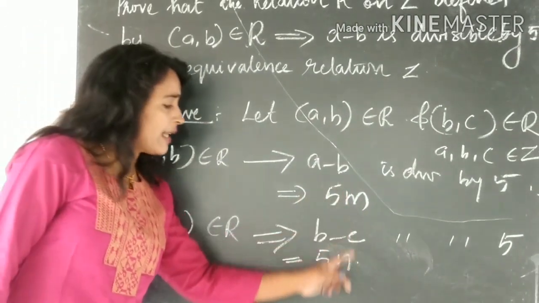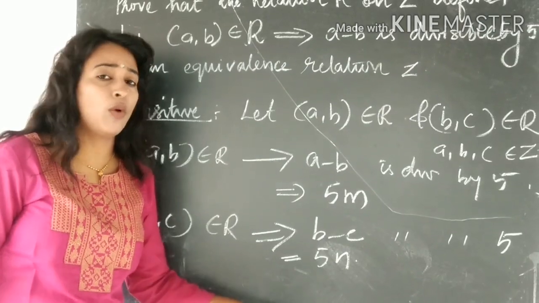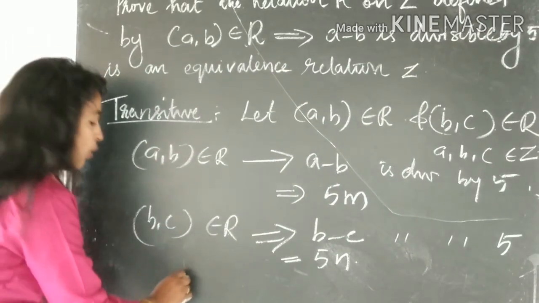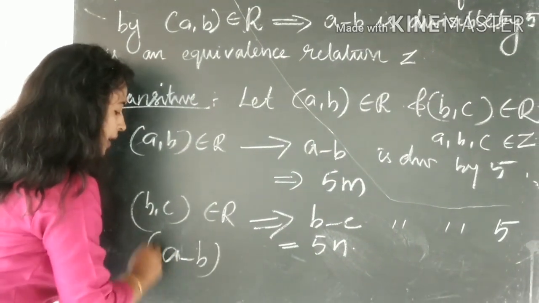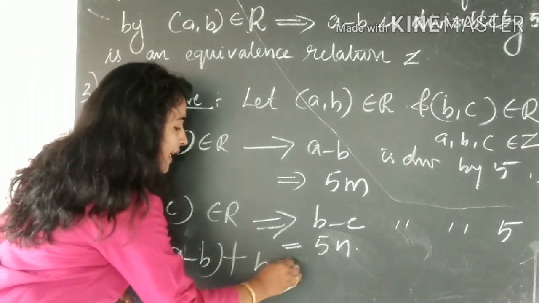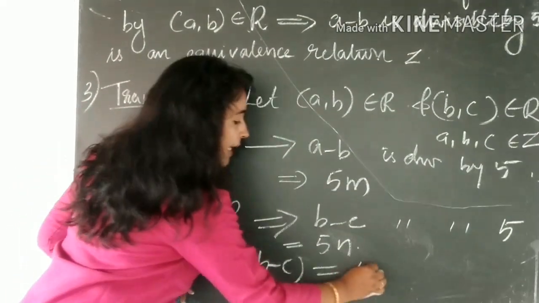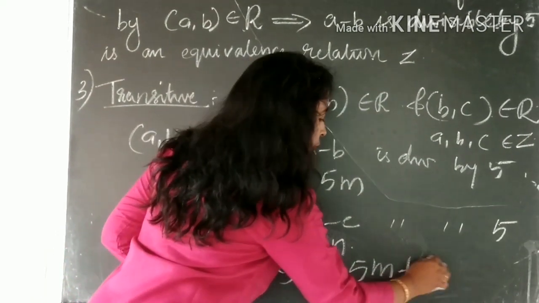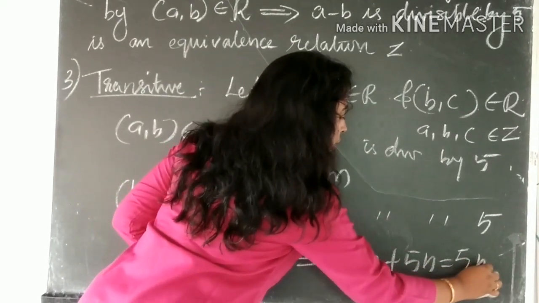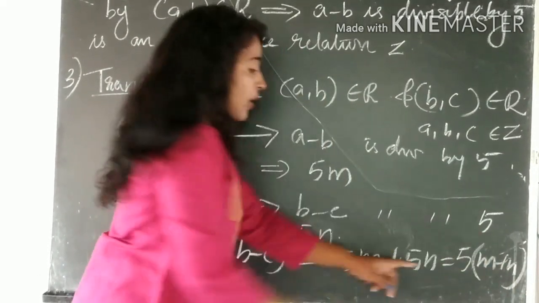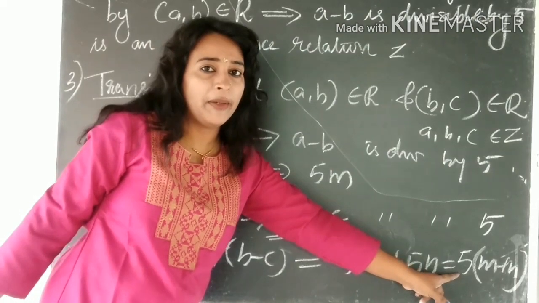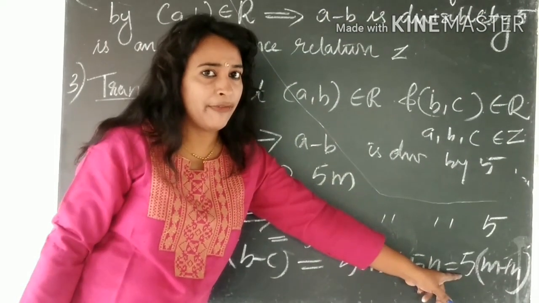Chalo, let us add both. What are we going to get? I am adding both, A minus B plus B minus C. Then you will get 5m plus 5n. That is 5 into m plus n. See, you again got a multiple of 5. That means it is divisible by 5.